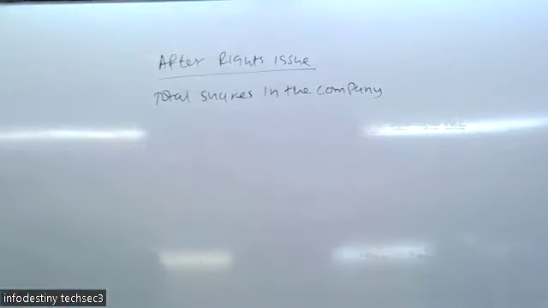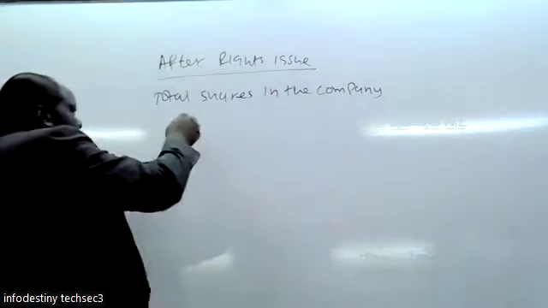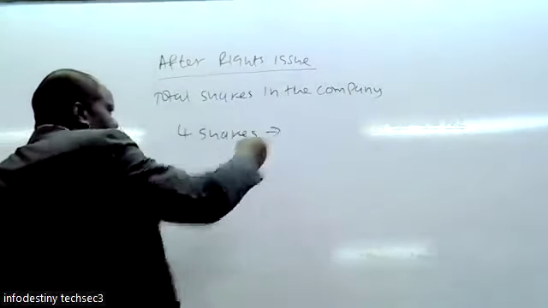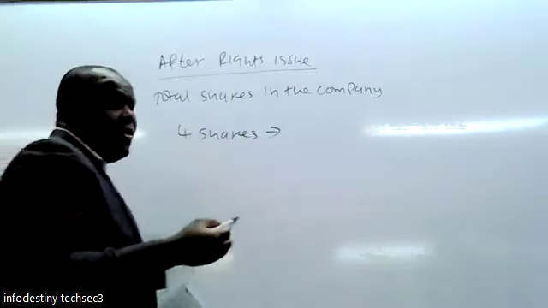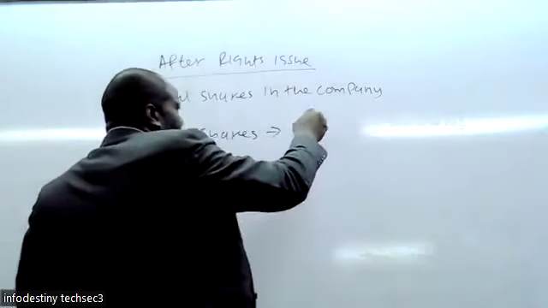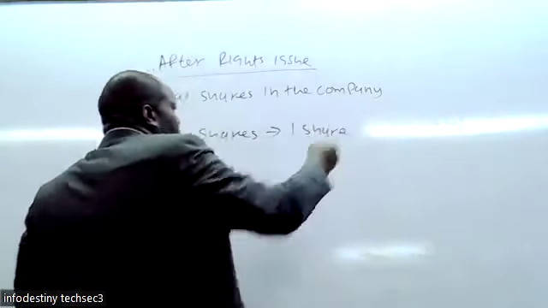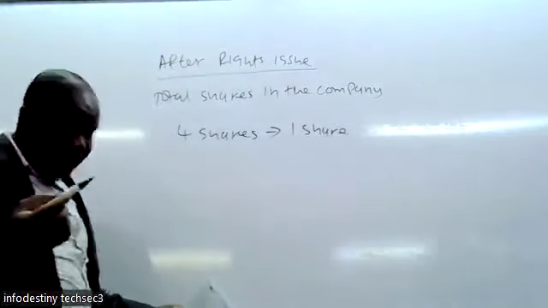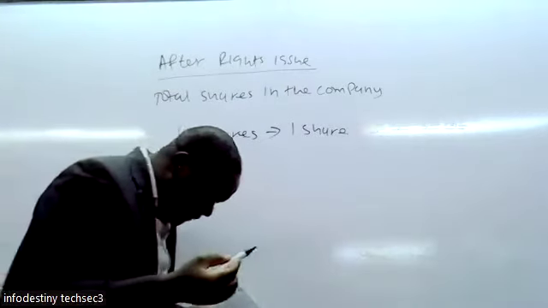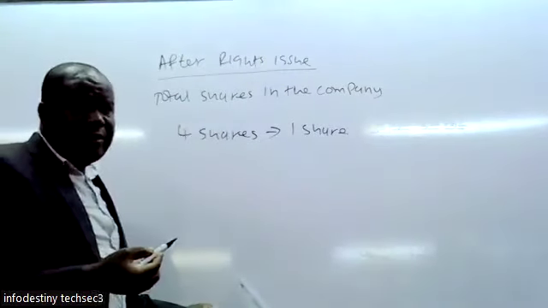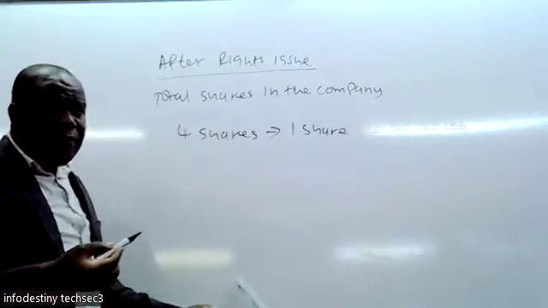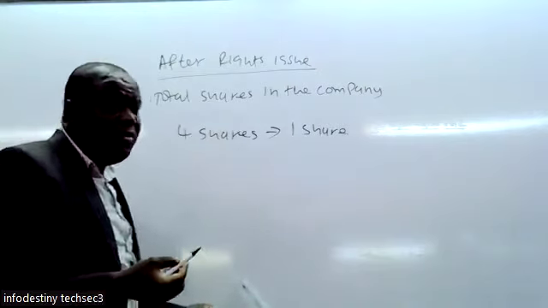So for every 4 shares, those are the number of the rights, they issue 1 new share. So the number of the rights are there in the first paragraph, where they have said that for every 4 shares, they will issue 1 new share.